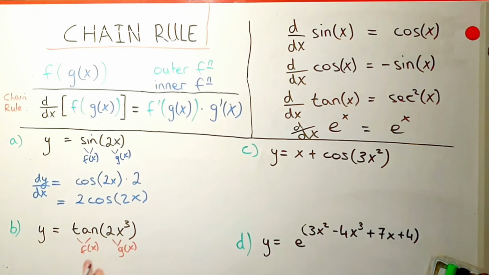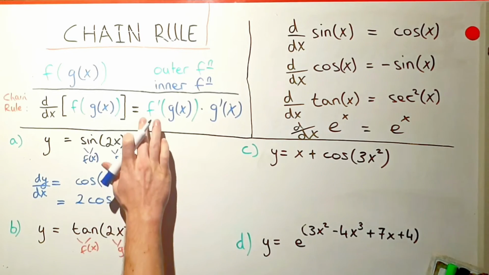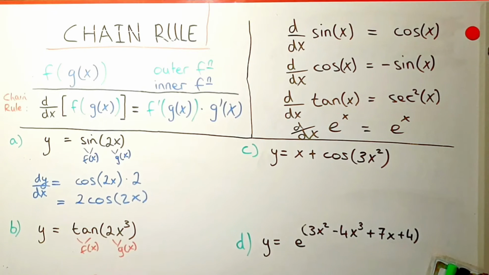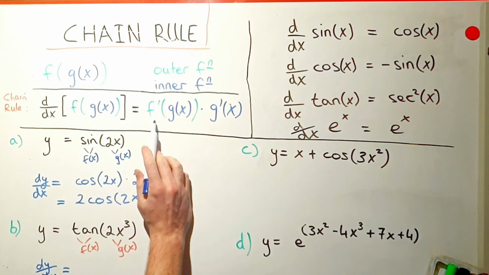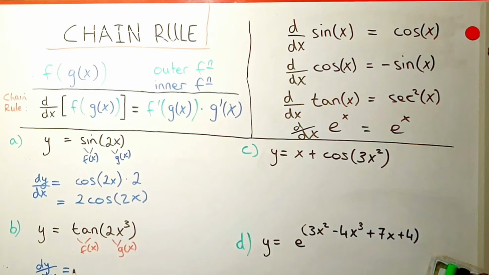Now, once we have found our f of x and g of x, we then just have to execute this chain rule, follow these steps, and we have our result. So let's write our final result. So dy/dx. The first thing we have to do, as we can see this is the chain rule, is differentiate that outer function.